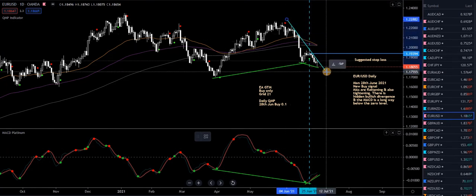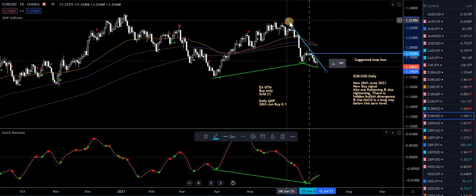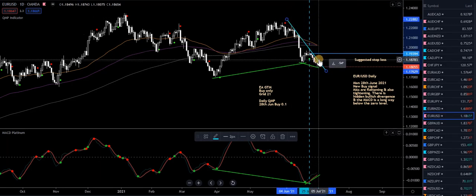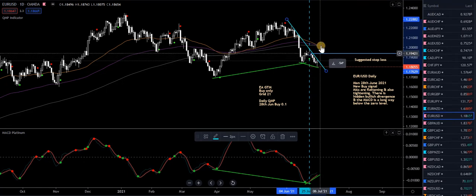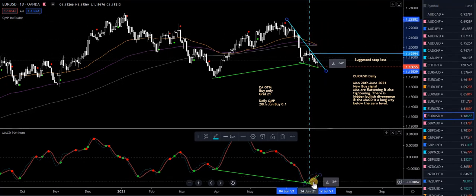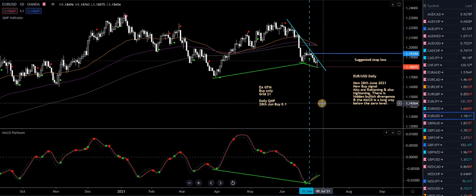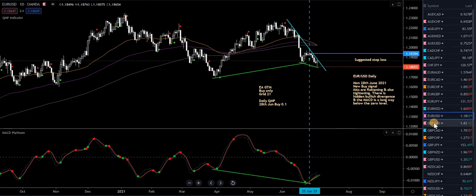Thought it drew one already, but obviously not. Not an exact science, but you get what I mean. Here's your high, it pops through here, close above. You might look at taking a second buy. MACD Platinum's still a long way below the zero level, so it's not a bad setup. Pound Aussie.